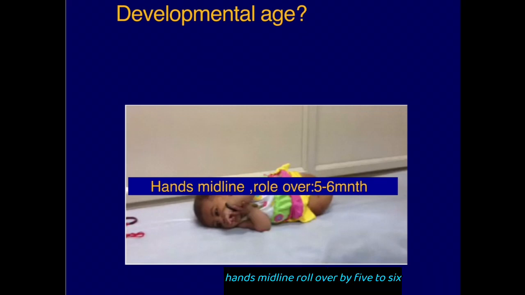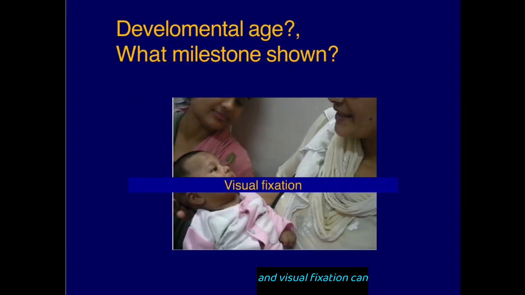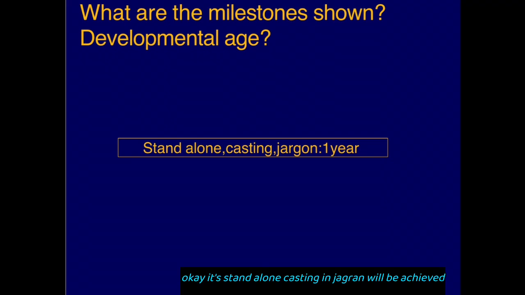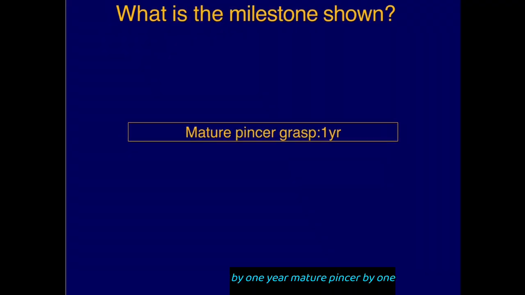Hands to midline, roll over by 5 to 6 months. It will be achieved. And visual fixation can be achieved at what age? Please do comment in the comment section. Okay, standing alone, casting, jargon will be achieved by 1 year. Mature pincer by 1 year.